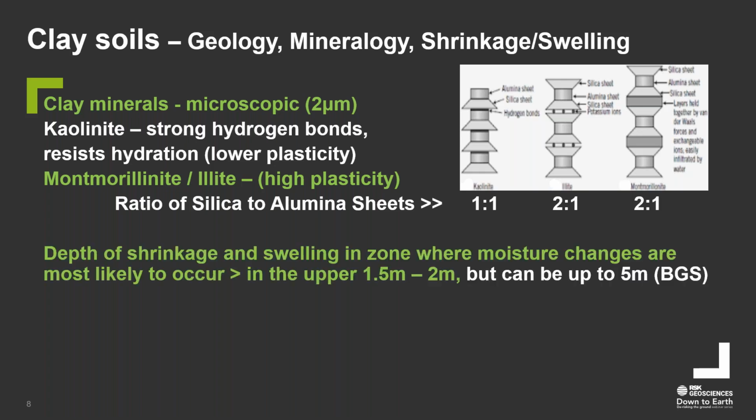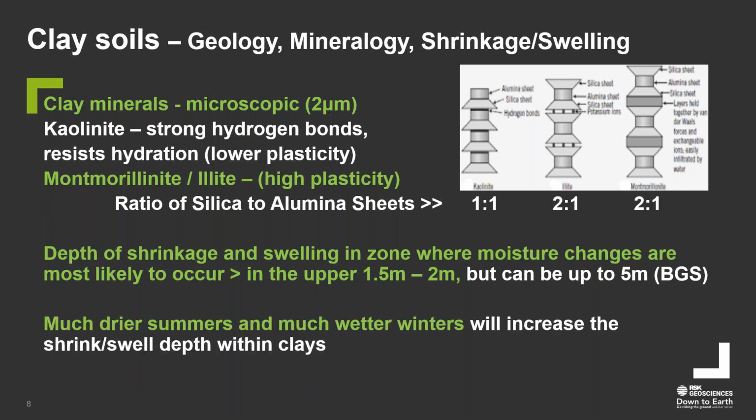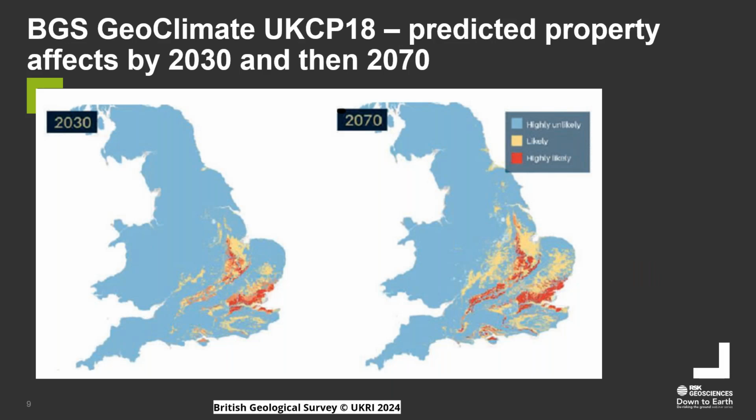And I guess that BGS and others have looked at the variation in moisture with depth, and typically we're thinking the upper 1.5 to 2 meters, but there are reports of going down as deep as 5 meters, and we know that particularly if you're near trees, that's the case. And if we are going to have much drier summers and much wetter winters, then how will we accommodate for this within our overall designs, and how do we, as the reference says, future-proof?